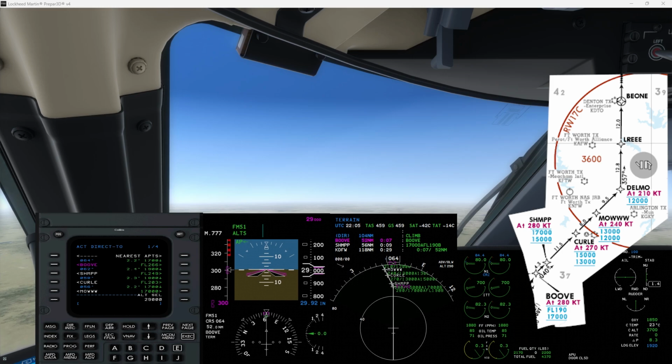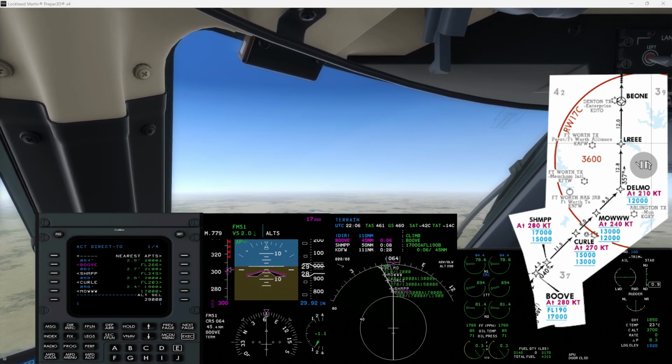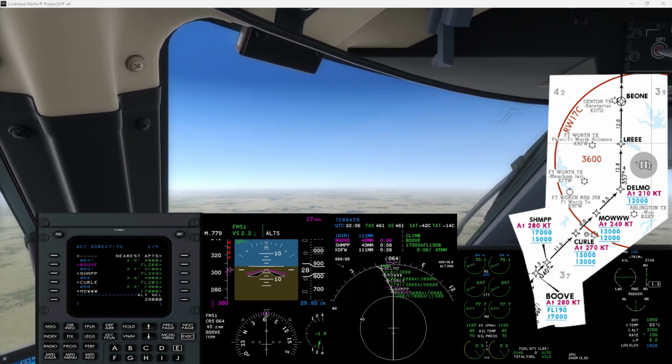So here we are now getting close to our target, the 2,000 feet per minute. The first thing that I'm going to do is select a new altitude. So here I am setting the first altitude, the MOVE altitude in this case. So I'm going to set 17,000 feet, and I'm waiting for 2,000 feet to show on the active or direct intercept page. So there's my 2,000 feet at CURL. So I'm selecting vertical speed, and like I said, we're going to start descent at 2,200 feet per minute.